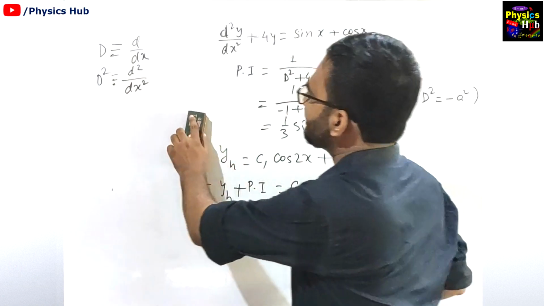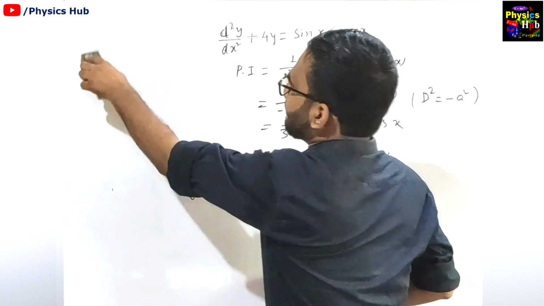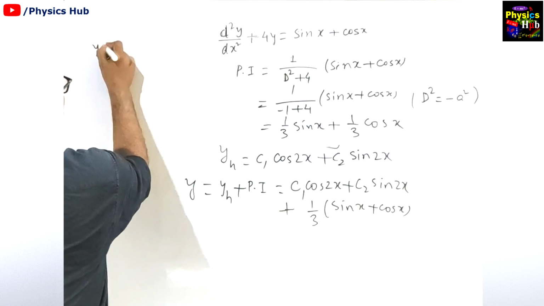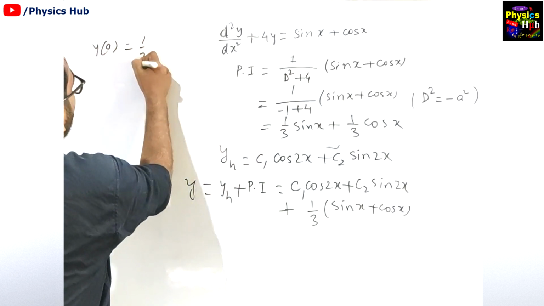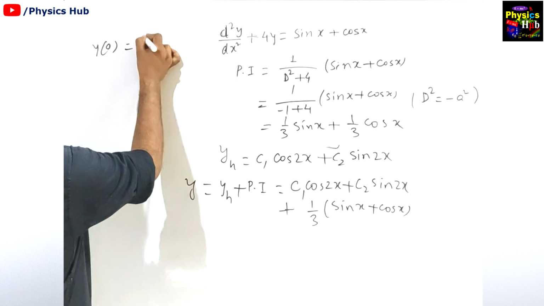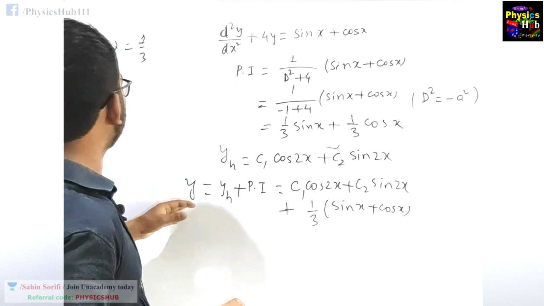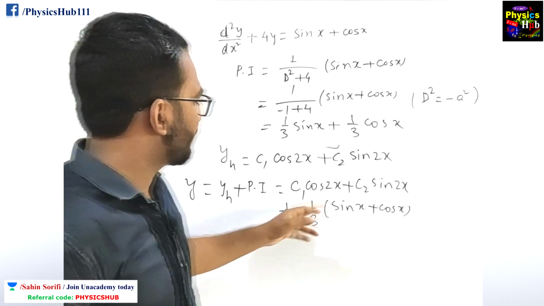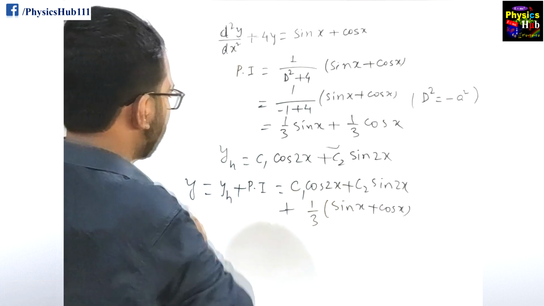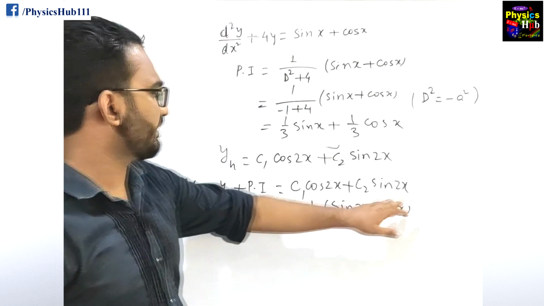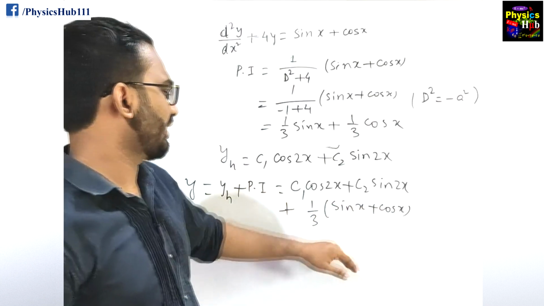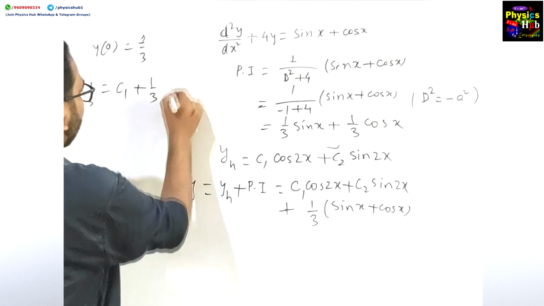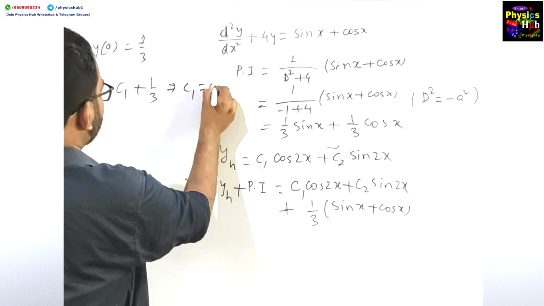So just utilize the first boundary condition or initial condition given to you, y at x equals 0 is 1/3. So we'll put it here. Putting x equals 0, cos 2x means cos 0 means 1, so C1, and the sin term will vanish, this cos term will remain. So 1/3 equals C1 plus 1/3. So we can see that C1 is 0 basically.